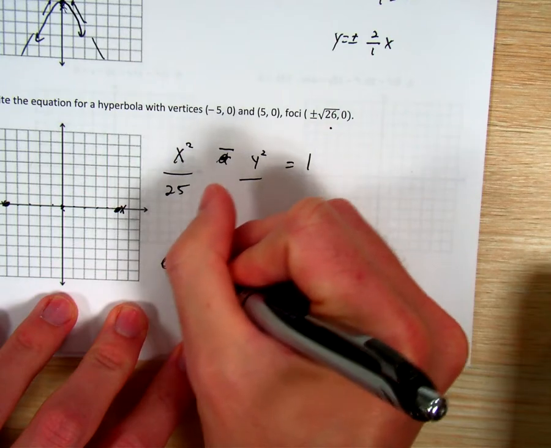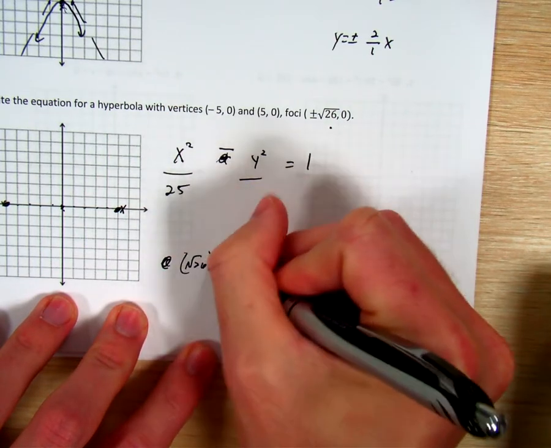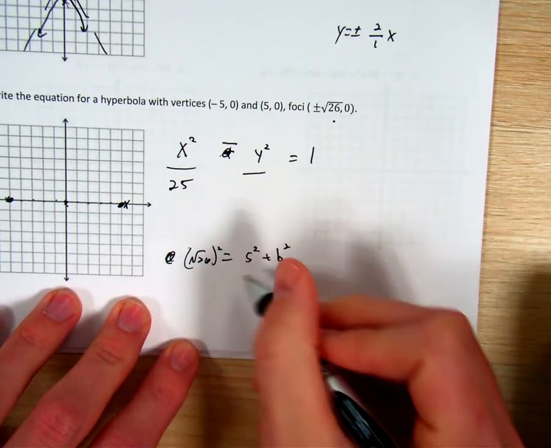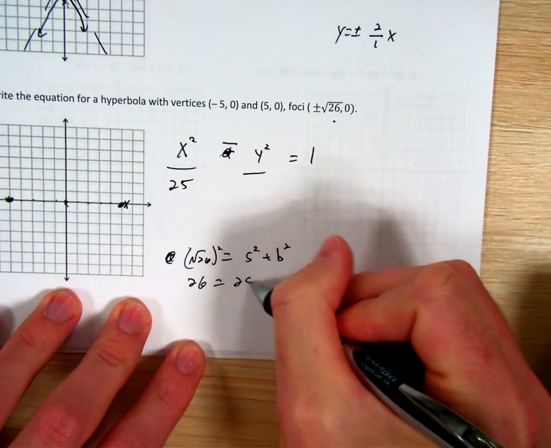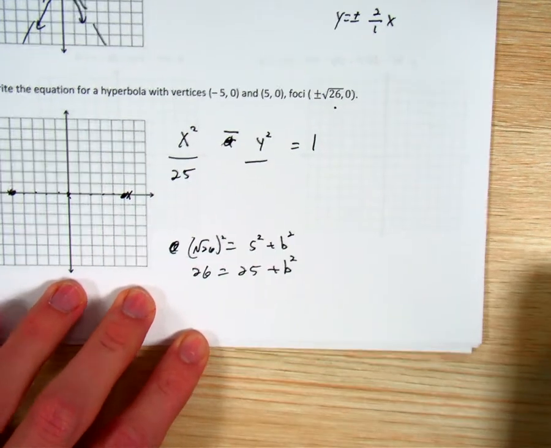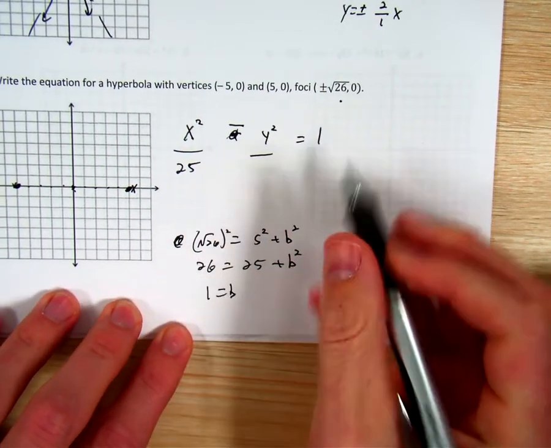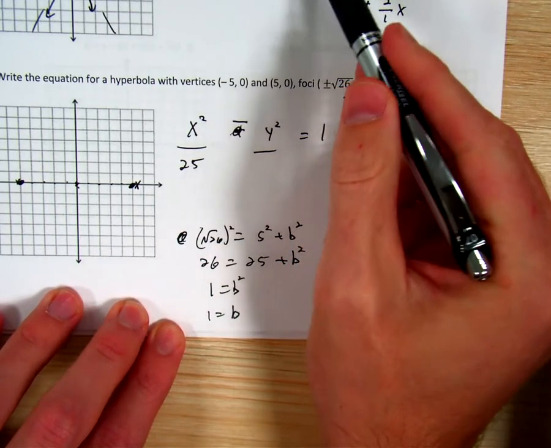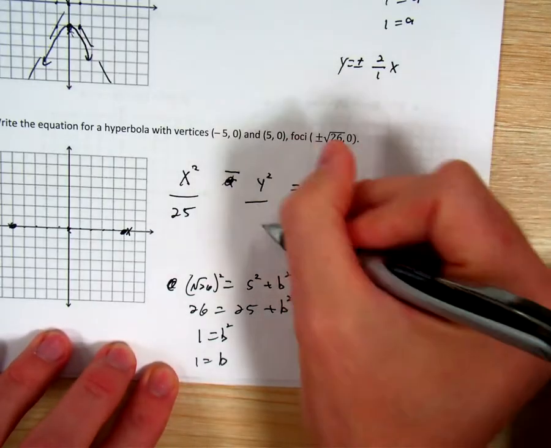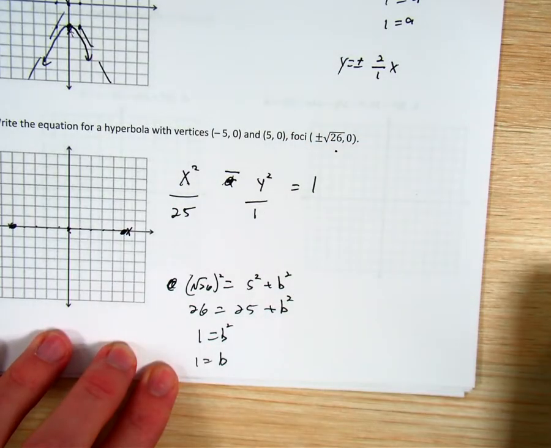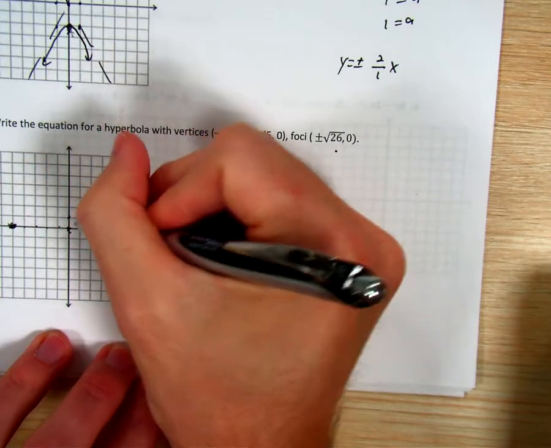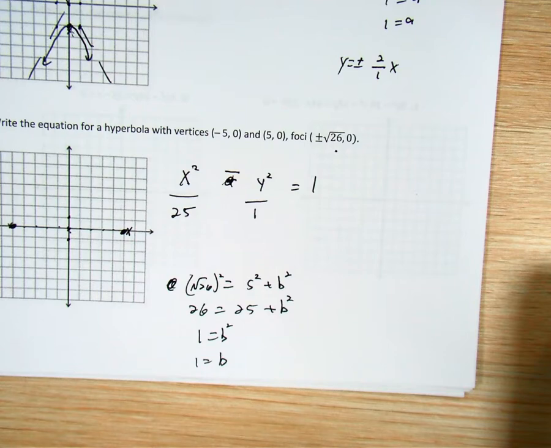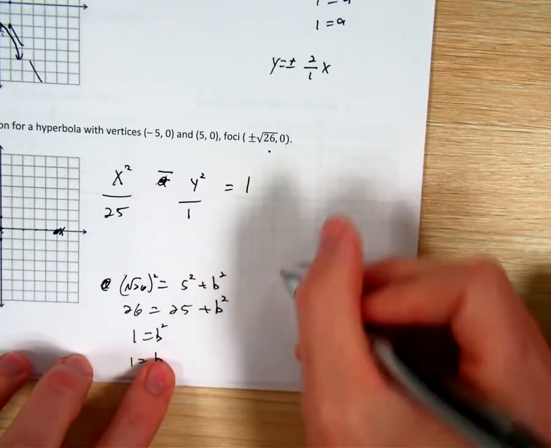Okay, and now we can figure out what B is. My C value there is the square root of 26, squared equals 5 squared plus B squared. Subtract that over, and just like before, we're going to get 1 for our B value. Well, it was our A value last time. We'll get 1 this time. So if you want to, you can put them up there: 1 up from the center, 1 down from the center for your co-vertices.